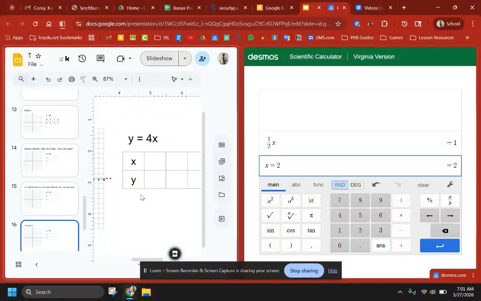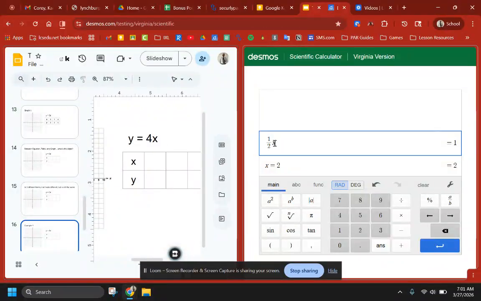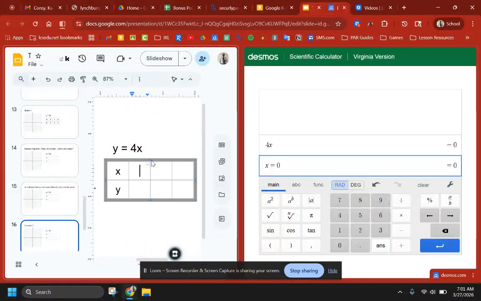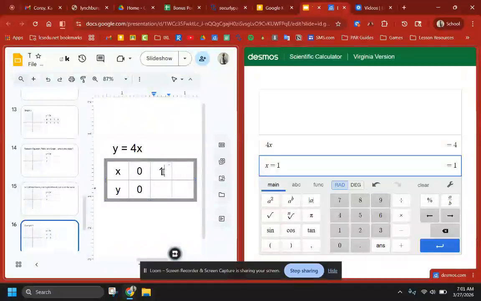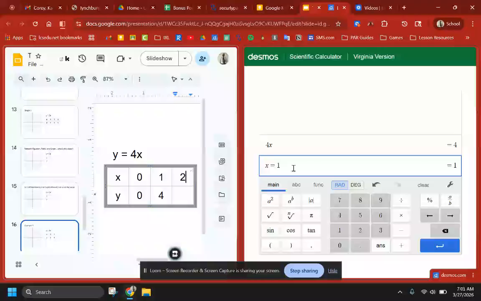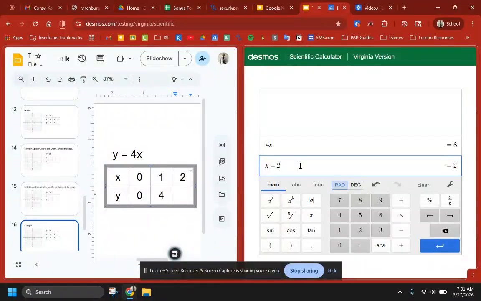and fill our table out and plot our graph. So my equation is y equals 4x. So I'm going to put 4x over here. And then for x, I'm going to use the same numbers that I used last time, 0. So when x equals 0, y also equals 0. When x equals 1, y ends up equaling 4. And then I'm going to do 2. When x equals 2, y ends up equaling 8.